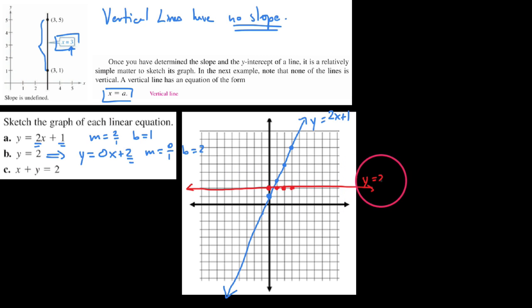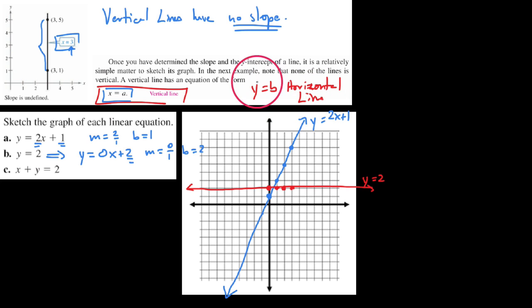So one thing to keep in mind is that we have x equals a is a vertical line, and we could say that maybe y equals b is a horizontal line. Whenever you have just y equals a constant, you're going to have a horizontal line.